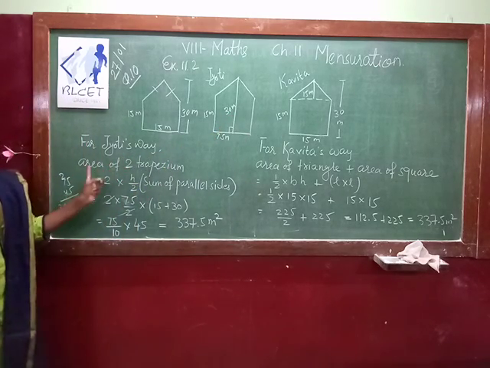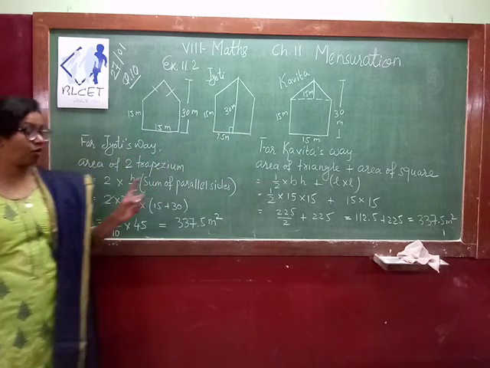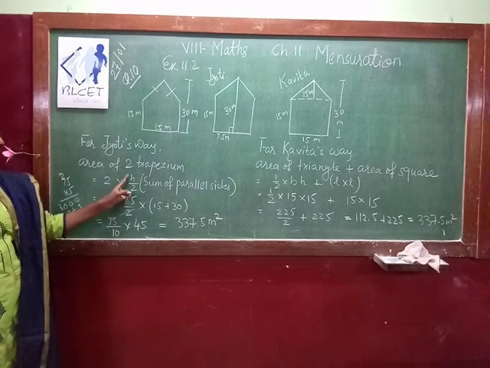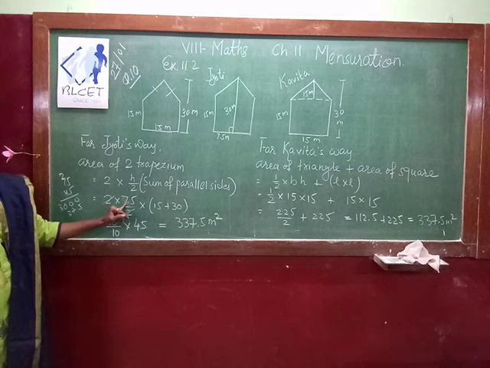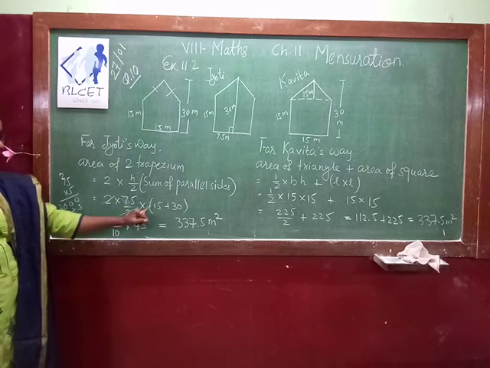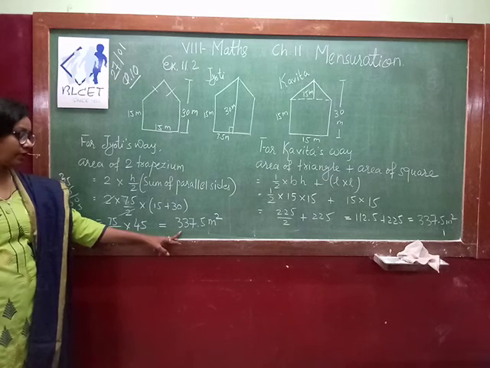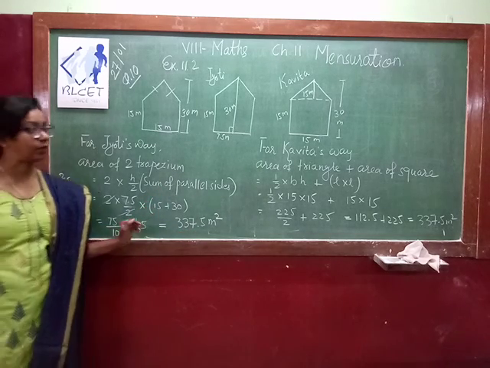So for Jyoti's area of trapezium, both the trapeziums are of the same measure. So twice the area of trapezium, so 2 into h by 2, sum of parallel sides. Substitute the values: 2 into 7.5 divided by 2 into 15 plus 30. When you solve this, you will get the answer 337.5 meter square. This is how Jyoti has calculated.